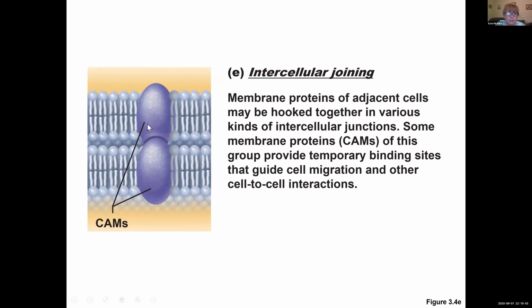Intercellular joining, like this protein shown over here, this example is CAMP. CAMP is a molecule that provides a temporary binding site. Others can be used for cell-to-cell recognition or interaction. So one cell can use its proteins to recognize another cell, or they can form binding sites, either temporary or permanent binding.